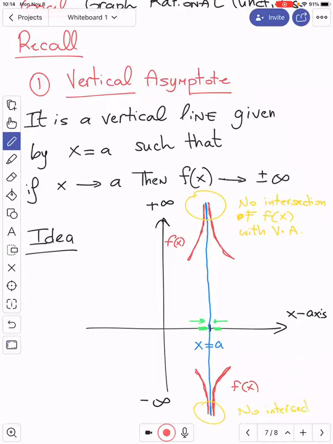And that's because, guys, f of a is undefined. You have to keep in mind that f of a is actually undefined. So the graph is not allowed to intersect this vertical asymptote.